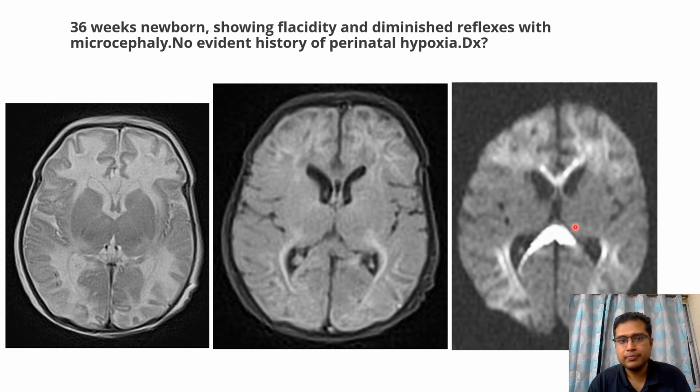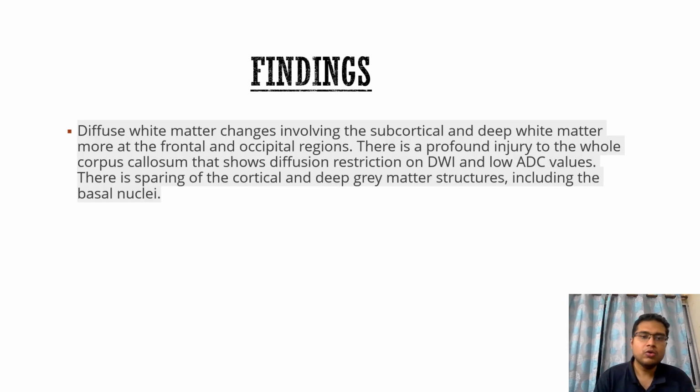So this newborn actually died within 1 year of birth. The findings include a diffuse white matter change involving the subcortical deep white matter, more on the frontal and the occipital regions, profound injury to the whole corpus callosum shows diffusion restriction. There is sparing of the cortical and the deep gray matter, including the basal nuclei.